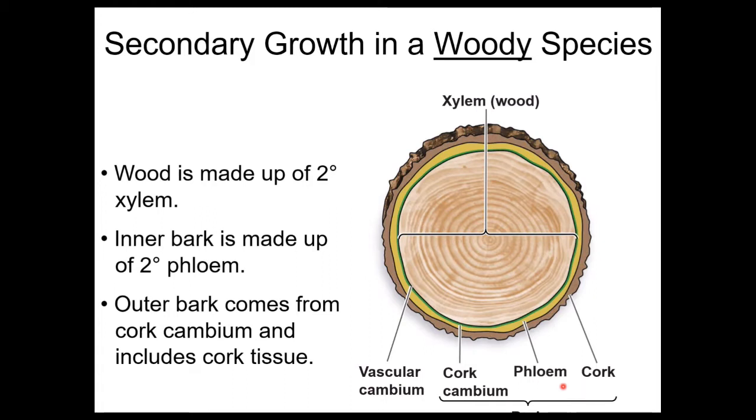The cork cambium and its two derivatives constitute a region we could call the periderm. And peri means around and derm means the skin. So, but anyway, a synonym for cork is phellem, P-H-E-L-L-E-M.